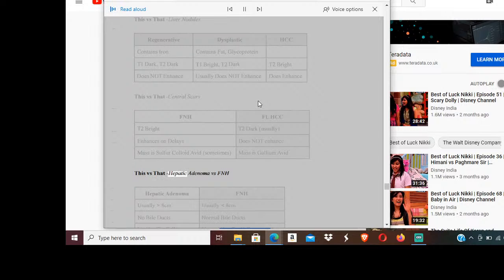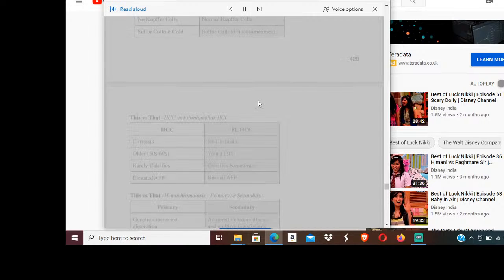This vs that, hepatic adenoma vs FNH. Hepatic adenoma: usually 8 cm, no bile ducts, no Kupffer cells, sulfur colloid cold. FNH: usually 8 cm, normal bile ducts, normal Kupffer cells, sulfur colloid hot, sometimes.